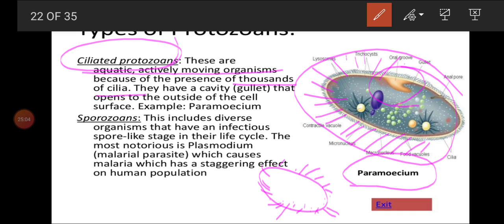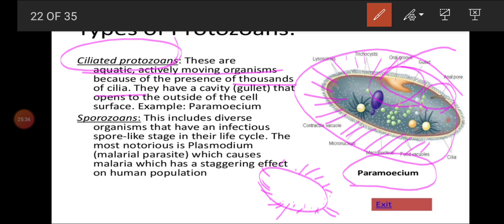From outside the body, the water enters through this gullet, and while the water is getting inside, it carries so many small food items. Everything enters the gullet part of the paramecium, and the digestion happens inside. Through a small pore, the anal pore, the waste material comes out.